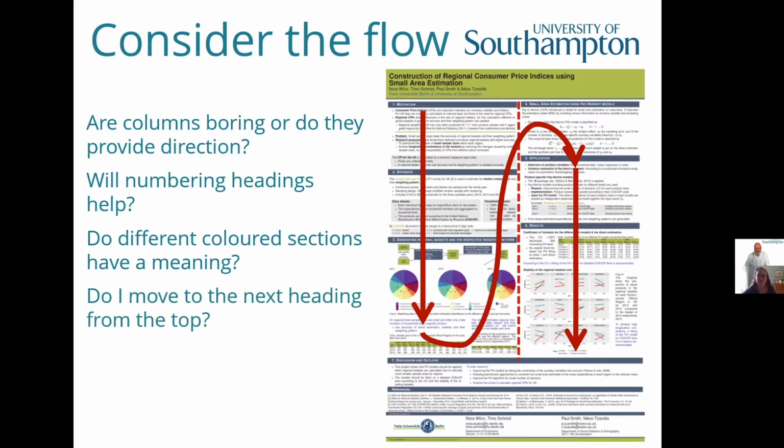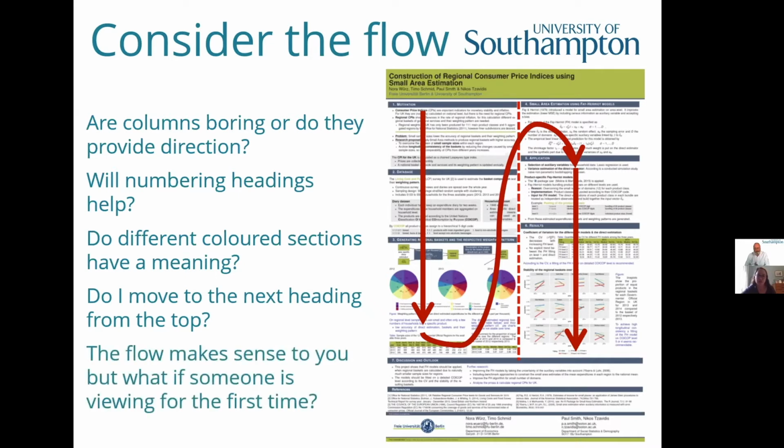Okay, so again, the numbering can help you to understand how you go through the poster. Really helpful tool. And then a final sense check, as you're looking at your poster, really think about whether the flow makes sense to you. Is it going to make sense to somebody else when they're viewing it for the first time? And as I said, all of these are key devices to help your audience engage with your poster.